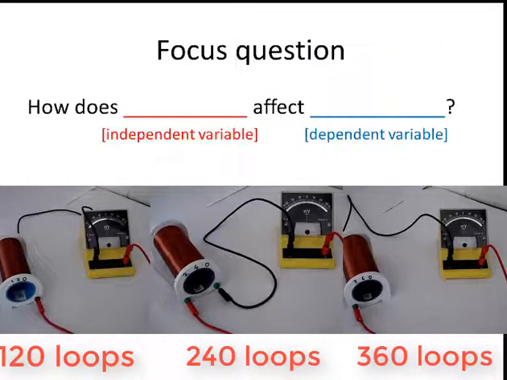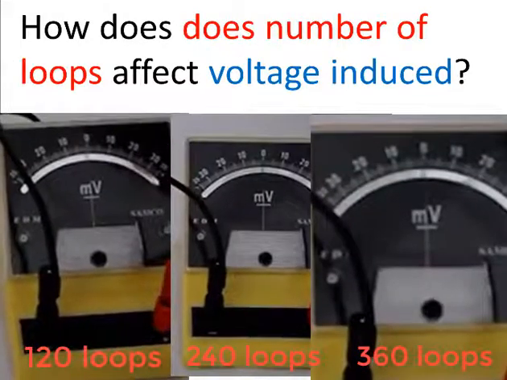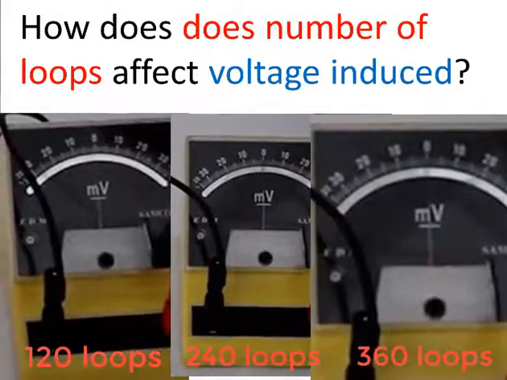So what is the focus question being asked? Generally, a focus question can be written in the form, how does independent variable affect dependent variable? How does number of loops in a coil affect the voltage induced in it by a magnet moving relative to it? Looking at the readings, what are the results of the investigation?